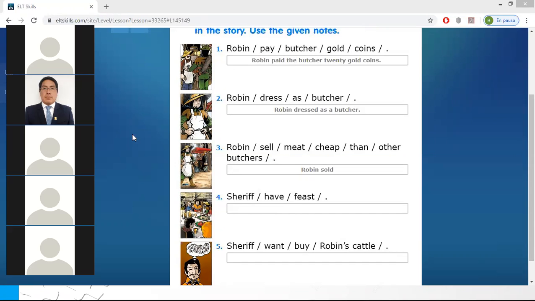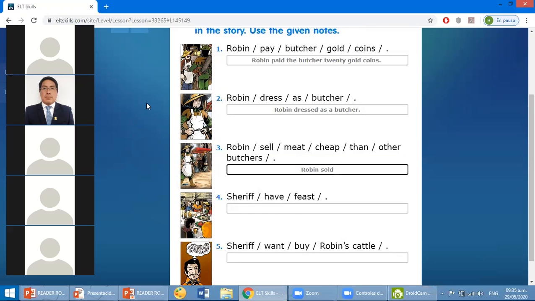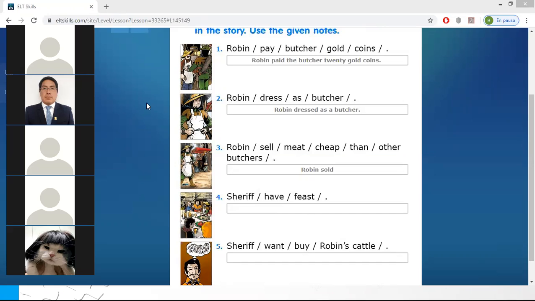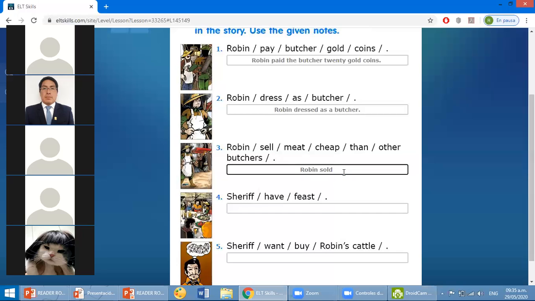Okay. Camila Santillana, please. Camila, can you help us? Robin saw his meat very cheap than other butchers. Excellent. Yes, Robin sold his meat, okay.